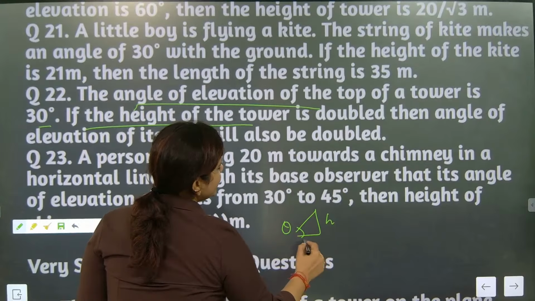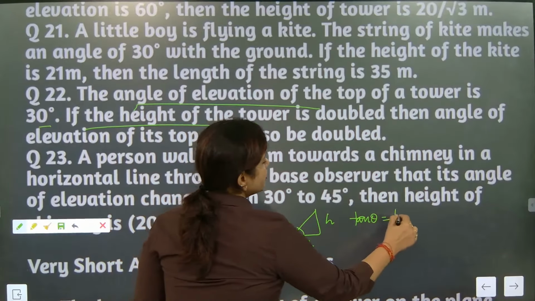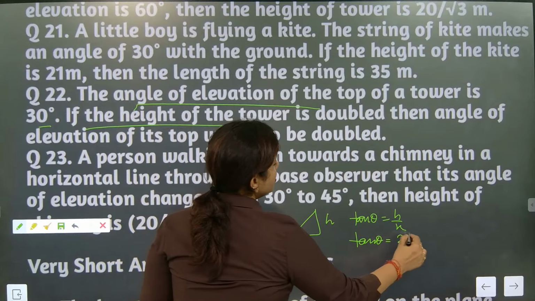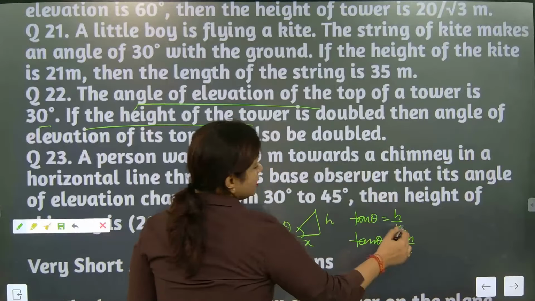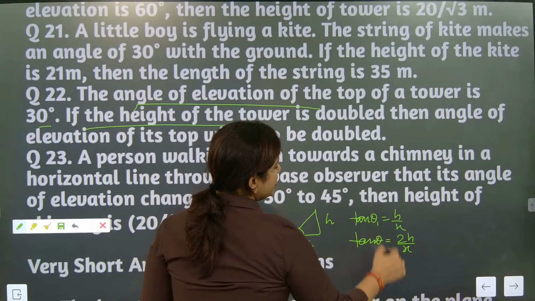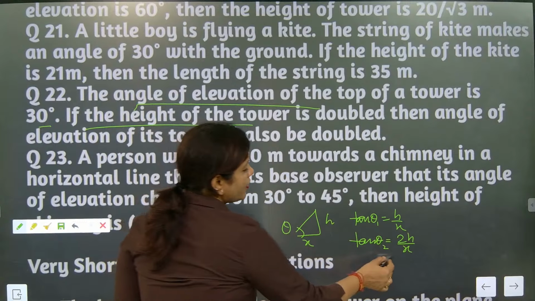So, this is height and this is distance x. So, tan theta is equal to h by x. Now, height is double. Tan theta is equal to 2h by x. So, what will be the new case? This is the initial angle, tan theta 1. Now, this is the new tan theta 2. So, theta 2 is the new angle.